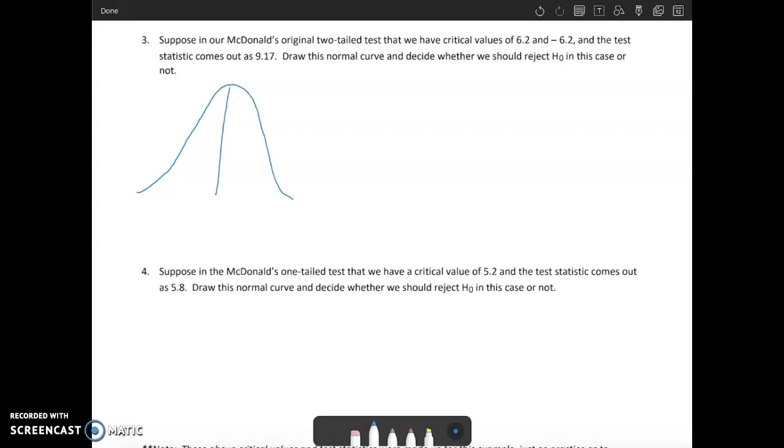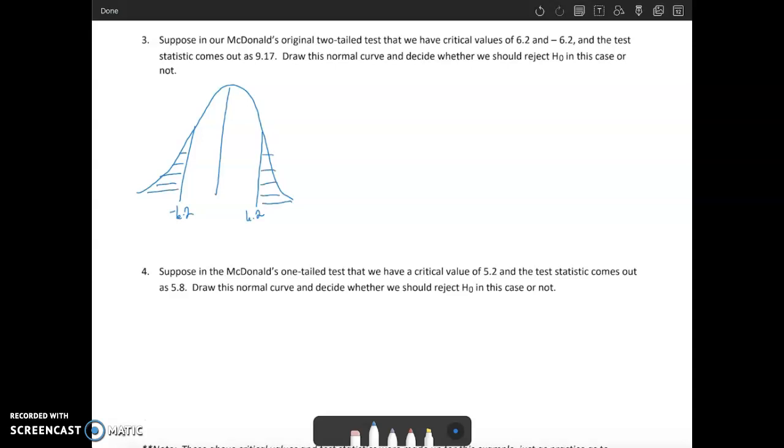So we've got our test statistics, it said, of negative 6.2 and positive 6.2, because it was a two-tailed test. They will always be the same value, positive and negative, of each other in a two-tailed test. So here we've got our rejection regions, here and here.